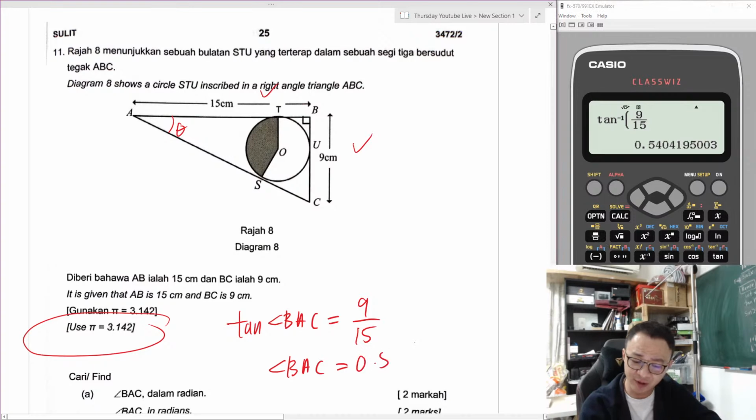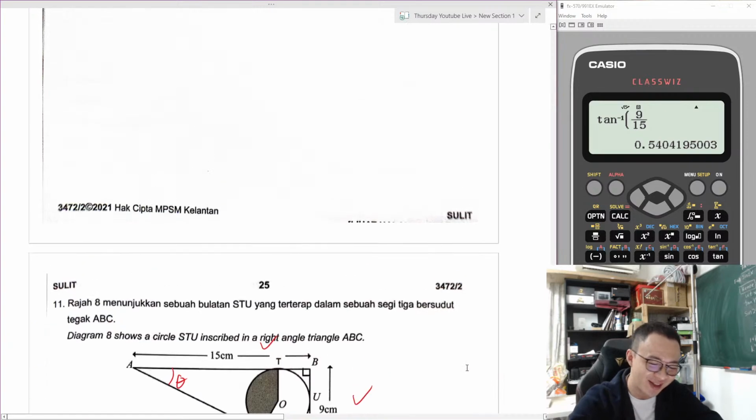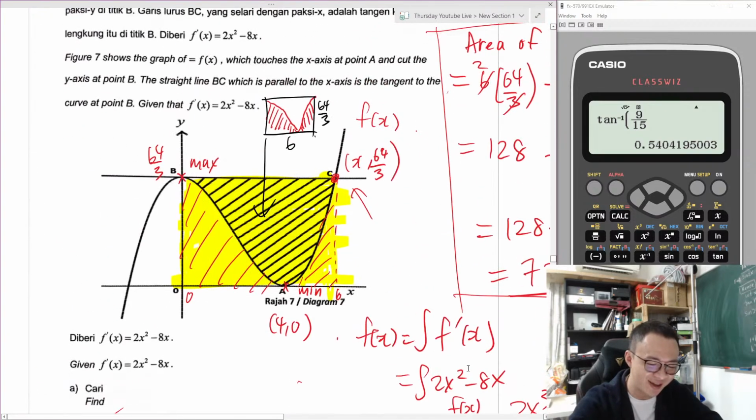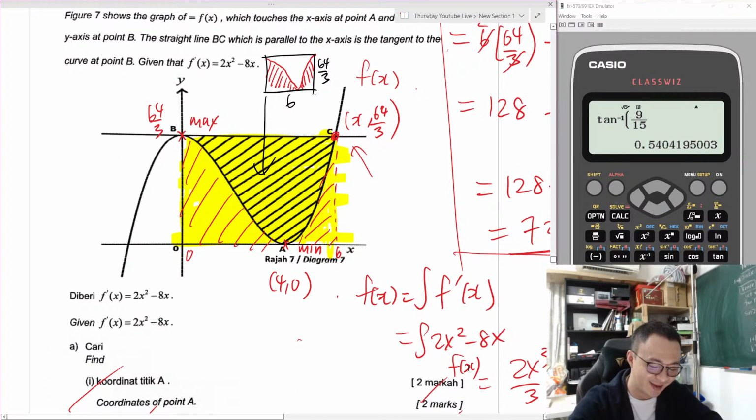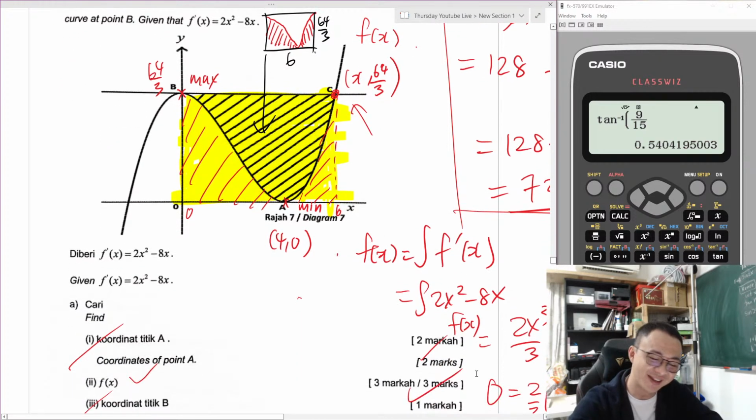So it is 0.5404 radian. So can you teach how to find the volume generated for these questions? Volume generated basically is the same, but in this question, how they want to generate the volume, I do not know. If you want to generate it for the shaded region, it's going to be a lot of work.